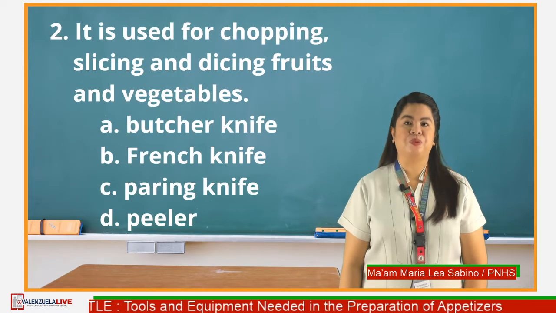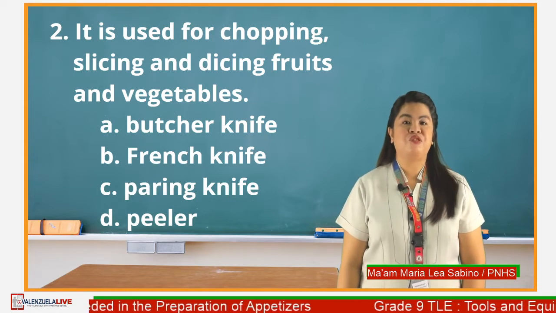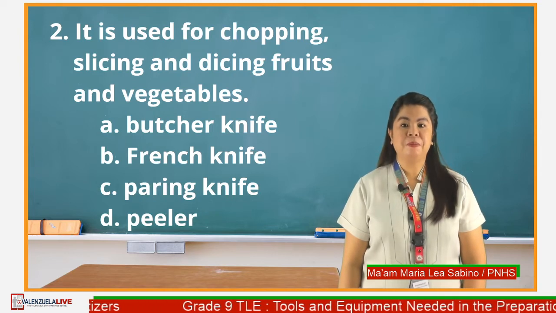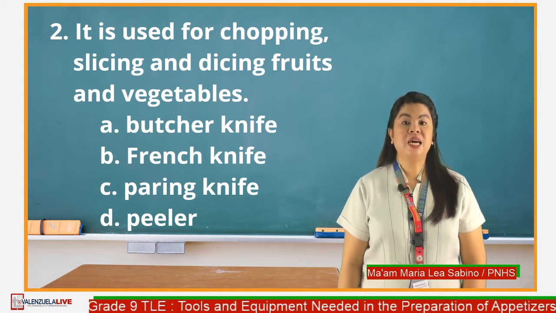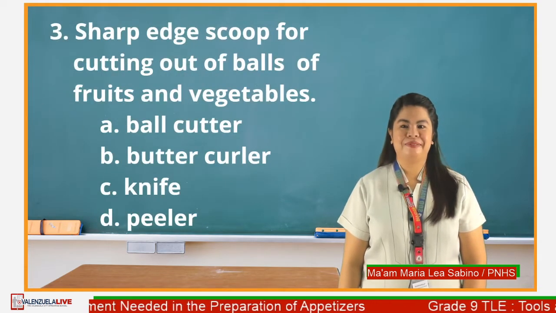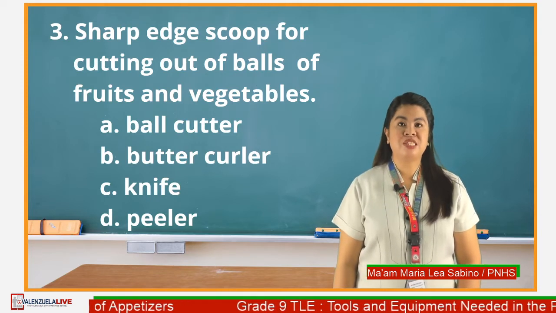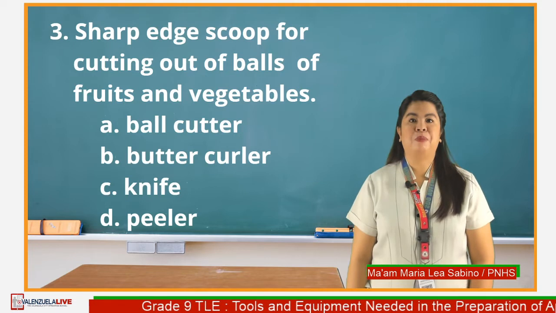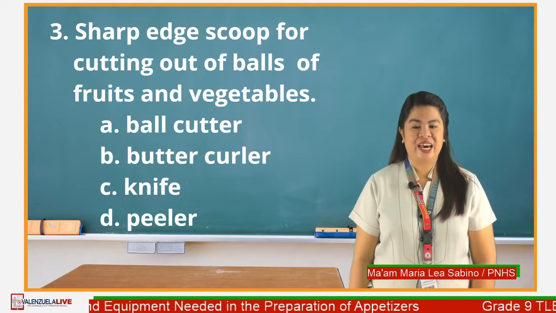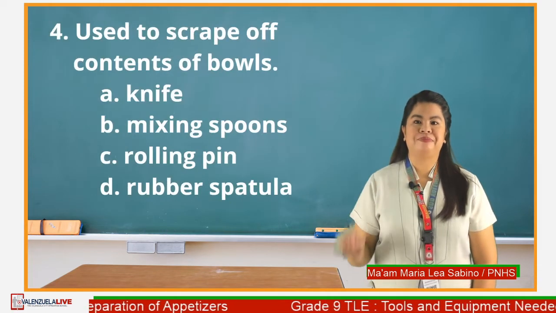Next, number 2. It is used for chopping, slicing, and dicing fruits and vegetables. A. Butcher's knife. B. French knife. C. Paring knife. D. Ruler. Number 3. Sharp-edged scoop for cutting out balls of fruits and vegetables. A. Ball cutter. B. Butter curler. C. Knife. D. Peeler.